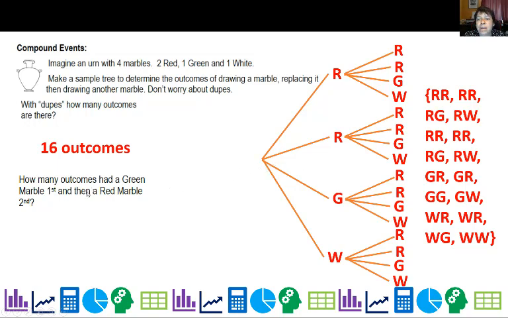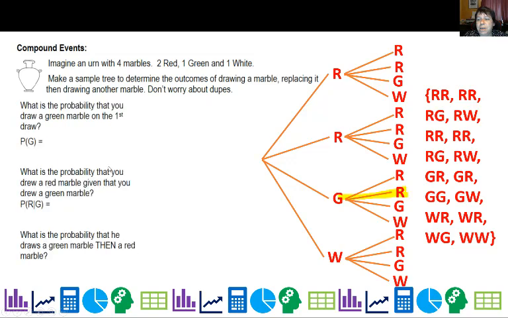How many outcomes had a green marble first and then a red marble second? Well, there were only 2 that had that. A green marble first and a red marble second. These 2 right here. Now, what is the probability that you draw a green marble first on the first draw? That would be basically 1 out of 4.